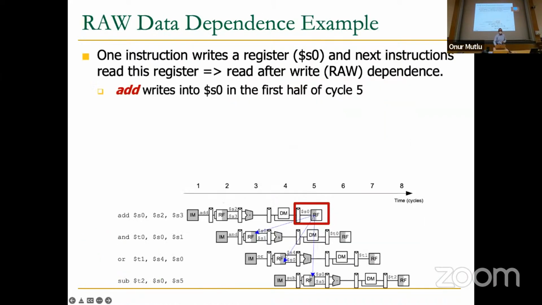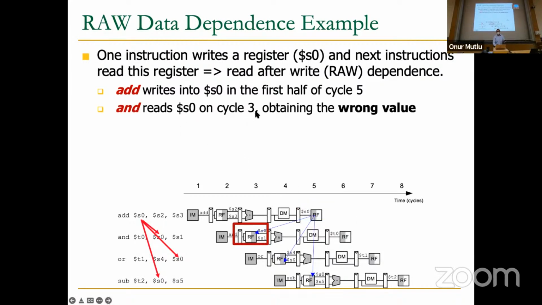Okay, so let's take a look at a RAW data dependencies example and how we actually implement this. Here, one instruction writes a register, S0, and the next instructions read this register. So you have read-after-write dependence, as you can see. All of the instructions read from this register, so you really have a data dependence problem between all of these. You can eliminate this one: once this instruction writes to the register file in the first half of the cycle, the other instruction will get the value in the second half. The subtract gets the correct value because of our assumption of internal forwarding in the register file. But add writes S0 in the first half of cycle 5, as you can see over here, and the other instruction reads S0 on cycle 3, obtaining the wrong value.